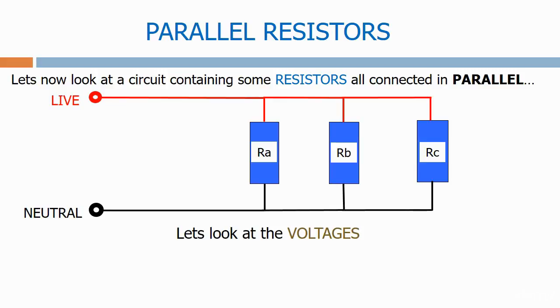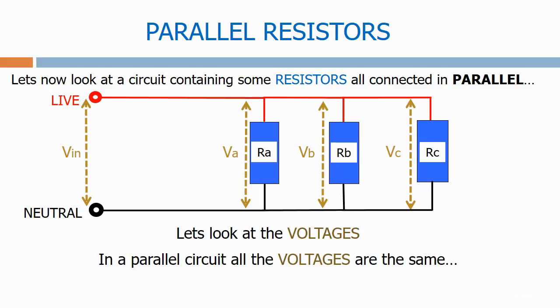Let's look at the voltages. Firstly, we have the input voltage Vin, VA, the voltage across RA, VB, the voltage across RB, and VC, the voltage across RC. In a parallel circuit, all the voltages are the same. Therefore, the input voltage equals VA equals VB equals VC.